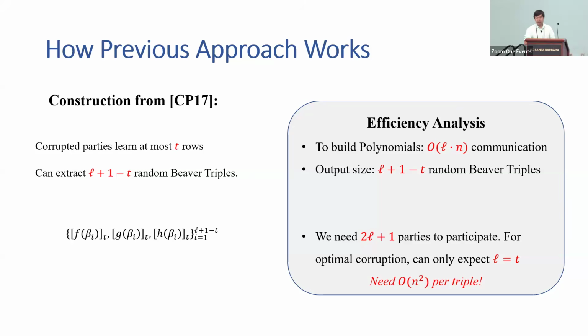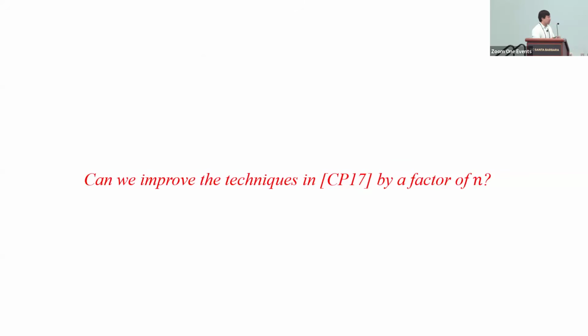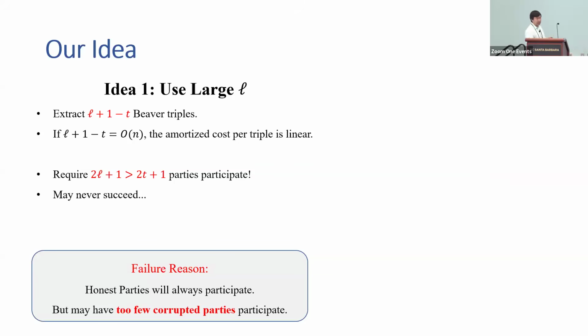Because we need 2L+1 parties to participate in this process and distribute these Beaver triples that they generated locally, and we are in the asynchronous setting, so we can only count on 2T+1 parties, the maximum amount of triples that we can get is when assigning L equals T. This means that the cost per triple is essentially quadratic. So the question that we asked here is whether we can improve these techniques by a linear factor. The answer is yes. And we had these 2 ideas.